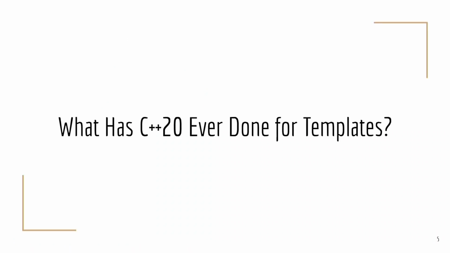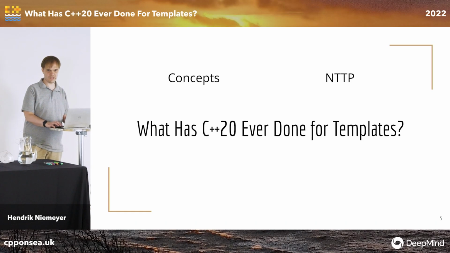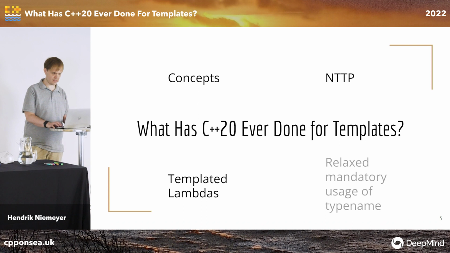So then let's ask ourselves, what has C++20 ever done for templates? And the answer is a lot. We have several big chapters here. The first chapter will be concepts. It's about half of the talk, because it is the biggest thing which has changed in C++20 about templates. The second largest topic would be non-type template parameters and all the changes around that, and a couple of examples of what you can do with that. And then two more minor chapters would be templated lambdas and the relaxed mandatory usage of typename. And that will be it.